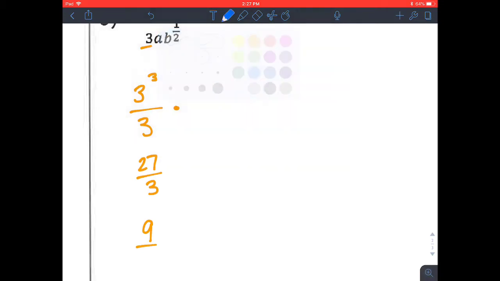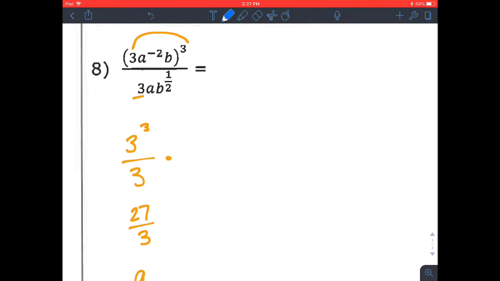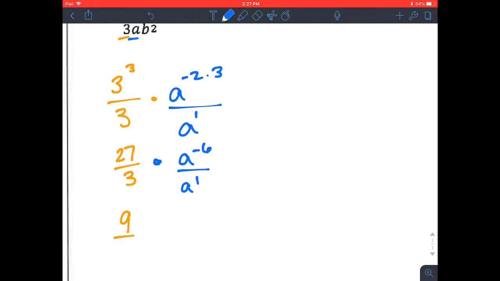Okay, then let's go and look at the a's. I got a to the negative 2 power times 3 over a, ooh, how many a's are there? 1. Okay, so then let's even break this down further. So then that would be a to the negative 6 over a to the 1st power. And then quotient, that one's dividing.